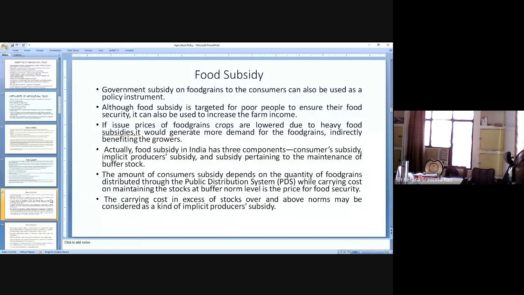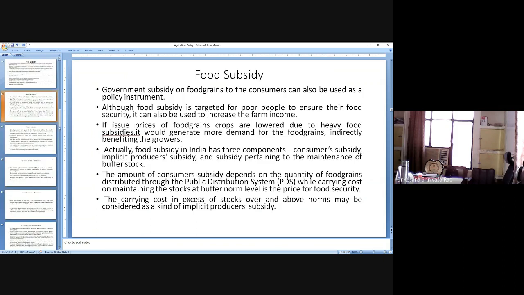Next, food subsidy. Input subsidy we have seen, price support we have seen, then the food subsidy also. Government subsidy on food grains to the consumers can also be used as a policy instrument. Although food subsidy is targeted for poor people to ensure their food security, it can also be used to increase the farm income.